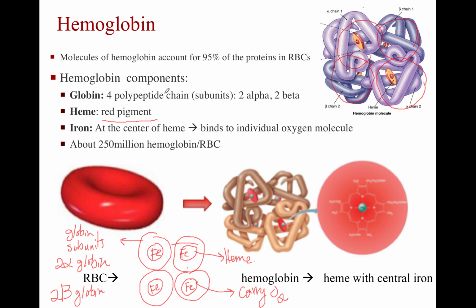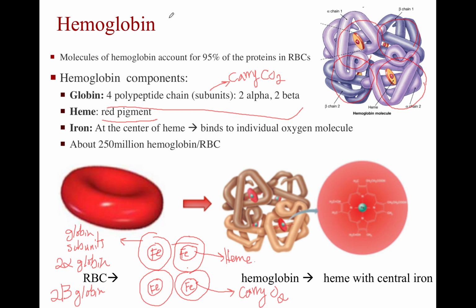On the other hand, if I go back to the globin subunits, which is 2 alphas and 2 betas, the function that is associated with that is carrying CO2, carbon dioxide. So if I say which component of hemoglobin is responsible for carrying CO2, your answer should be globin. And which component is responsible for carrying oxygen, your answer should be the iron that is found at the center of your hemoglobin.